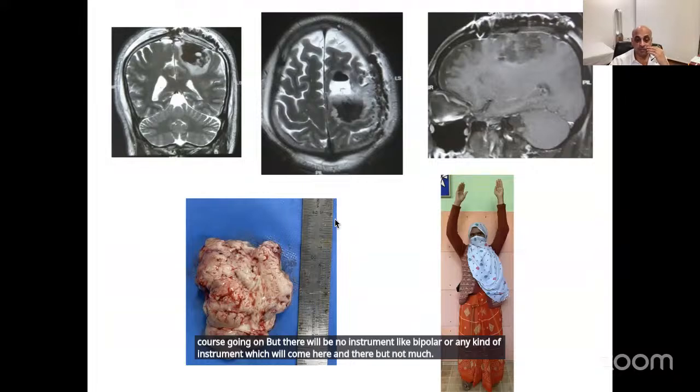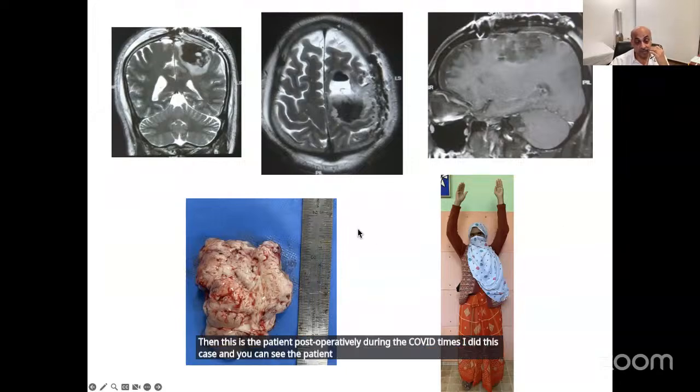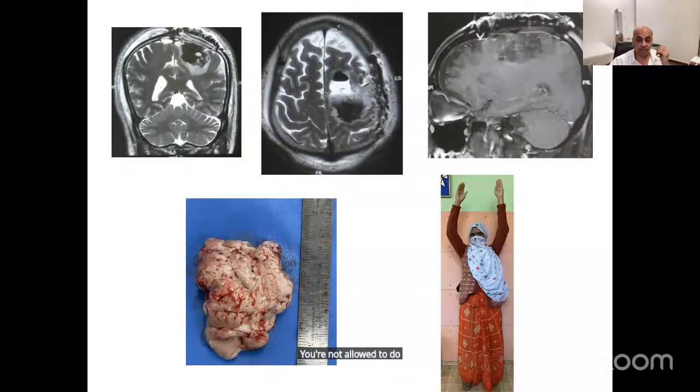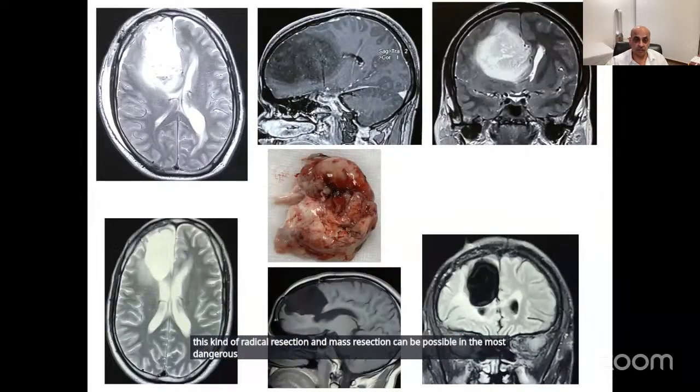And this is the patient post-operatively during the COVID times. I did this case and you can see the patient. And I must tell you that these patients, if you are not convinced with this philosophy, if you don't have the technique of dissection, you're not allowed to do because the complications can be disastrous. And you have to have the concept and you have to be convinced with this concept that this kind of radical resection and mass resection can be possible in the most dangerous of neurosurgical areas.